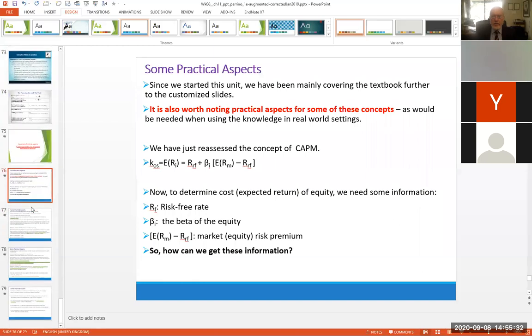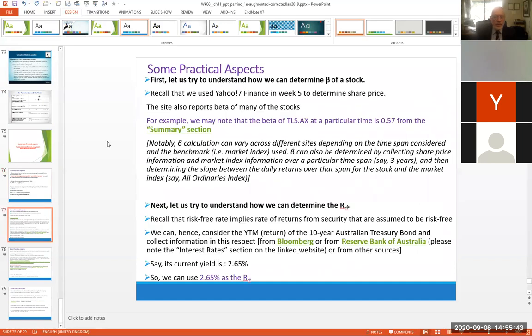Okay, got the formula, practical aspects. I think that speaks for itself. That's really the capital asset pricing model converted into the cost side. Okay, I'll get you to read through these.